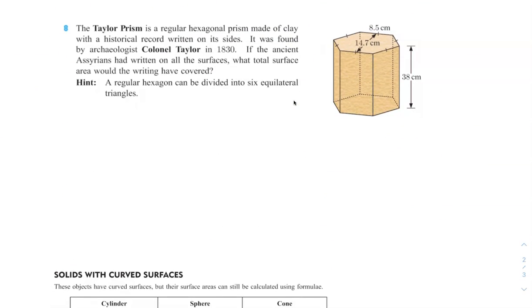Next one, a Taylor prism, which is just this regular hexagonal prism made of clay. Well, it's normally made of clay. That's what a Taylor prism is. A little history there. That doesn't matter. What matters is we're trying to find the surface area. What's the total surface area of this thing? And again, surface area for a prism, since it's a prism, that means we're going to have 2 faces here and here, right? The parallel sides of the faces. It's 2 times the area of the base plus the perimeter of the base times the height.